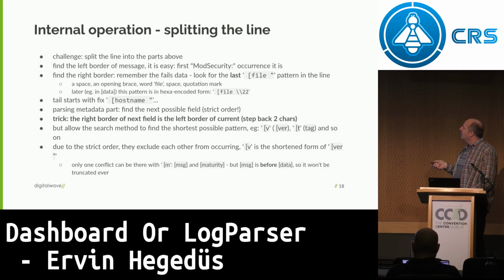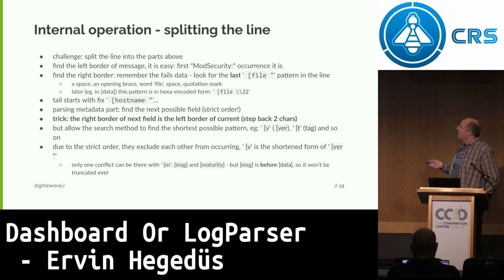Okay, splitting the line. The challenge is to split the line into the parts above. I choose this method: find the left border of the message. It's easy, the first ModSecurity occurrence. That's the message part. Then find the right border. You can remember the file's data. Look for the last file, and this is the important pattern: a space and bracket, file, space, and a quote mark. And the pattern in the line, I listed them here.